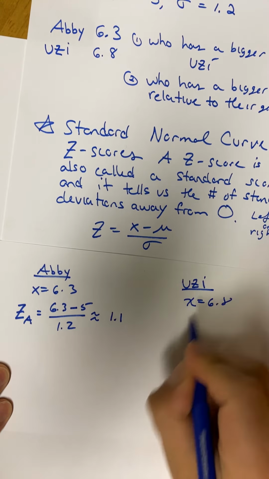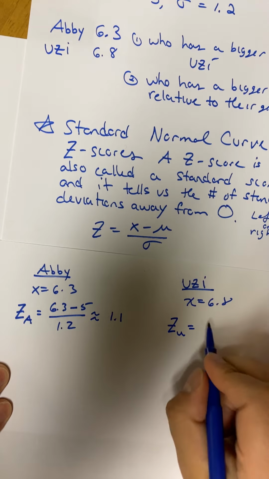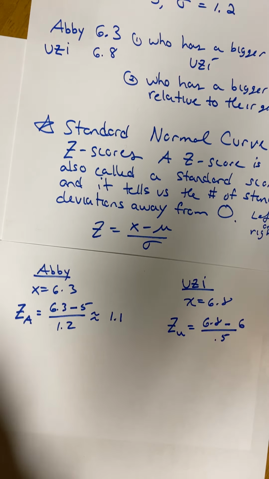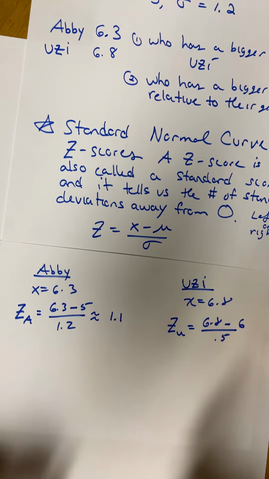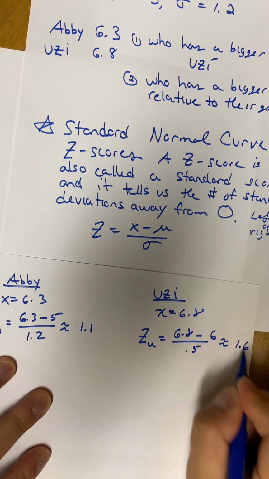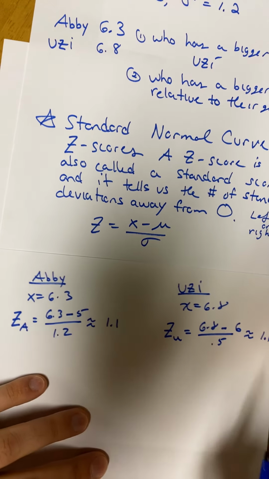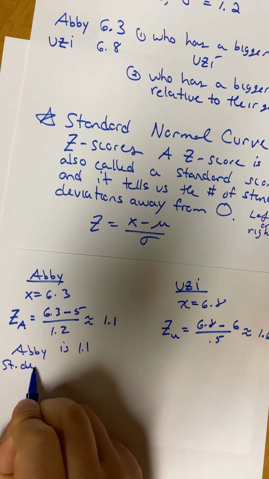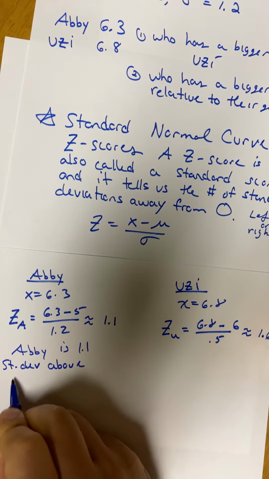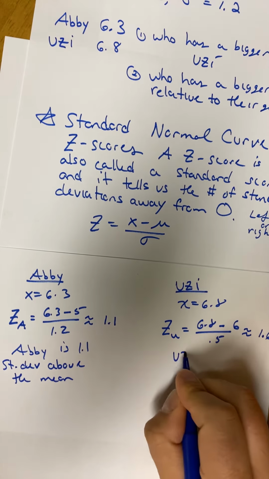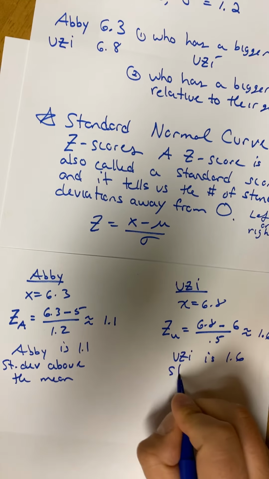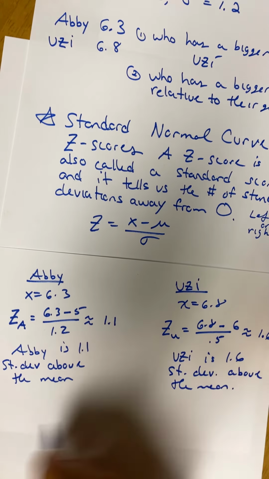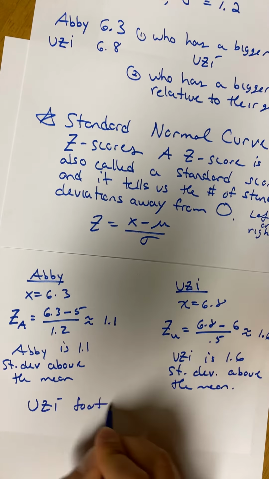Uzi's shoe size is 6.8, so Uzi's z-score is 6.8 minus the male mean divided by the male standard deviation, 1.6. So Abby is 1.1 standard deviations above the mean. Uzi is 1.6 standard deviations above the mean. Uzi's foot is bigger.